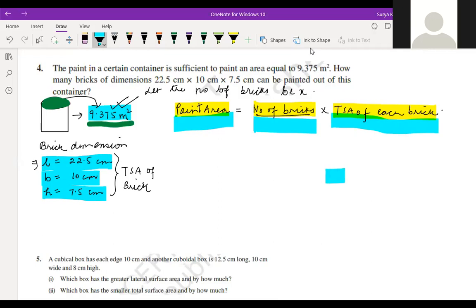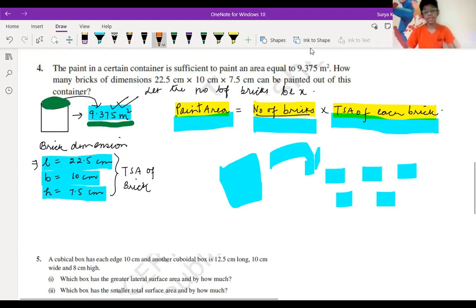Suppose here is one brick, here is one brick, one brick, one brick, one brick. And this paint part is there. No, this paint you can use over here. Understood? It means number of bricks into TSA of each brick. Is it clear or not? Not getting, no, Satvik? Yes, I understood, sir.